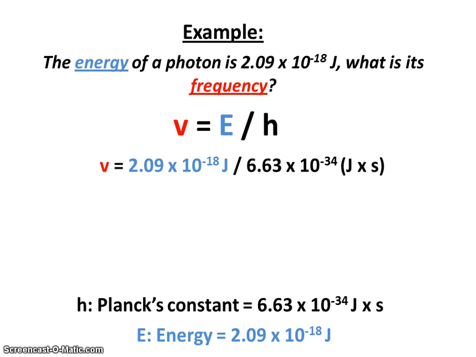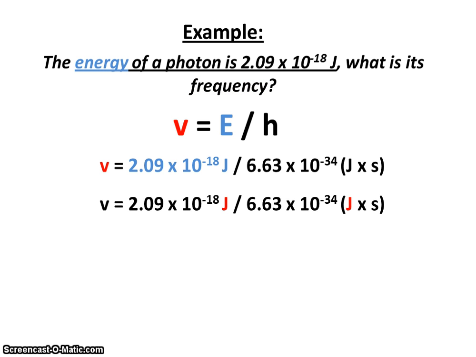All that's left is to plug the numbers into the variables, and then we have that frequency v equals 2.09 times 10 to the minus 18 joules, representing the energy, divided by Planck's constant, 6.63 times 10 to the minus 34 joules per second. The next step is to cancel any units that we can, and in this case we have joules both on top and at the bottom of the equation, so they can be cancelled. And then all that's left is to use our calculators to get a result. The result is going to be given in terms of 1 over second or hertz, which is the same thing.